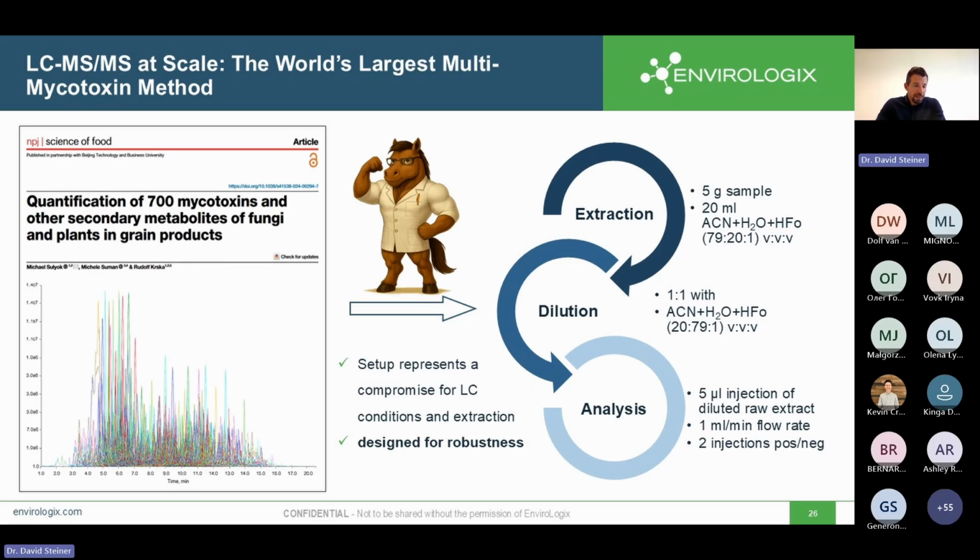This method applies a low injection volume of 5 microliter and a relatively high flow rate of around 1 milliliter per minute, which in this case provides a robust compromise between the chromatographic conditions, the performance, and the sample throughput. And methods like this are, I would say, the true workhorses out there in the field of mycotoxin testing, translating lab precision into real practical high-throughput monitoring.